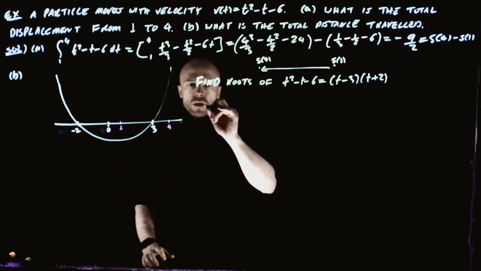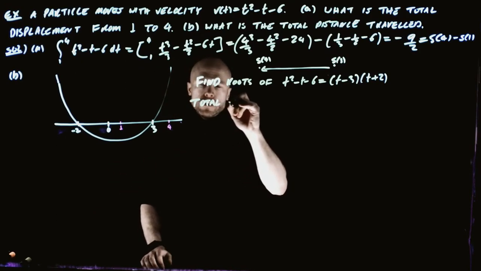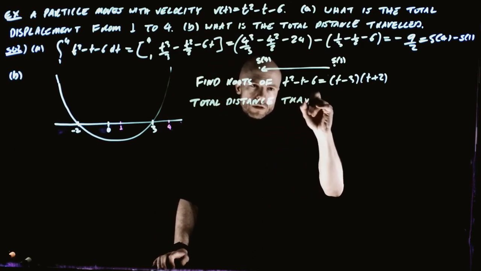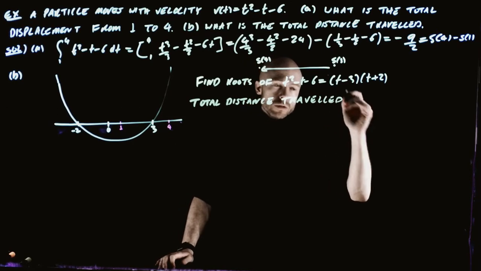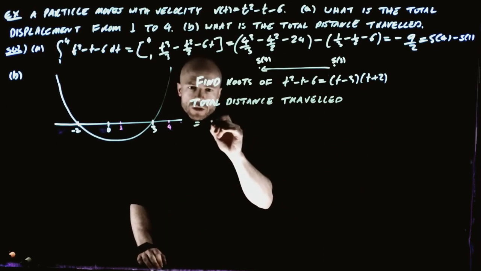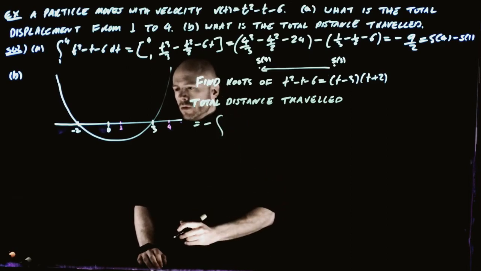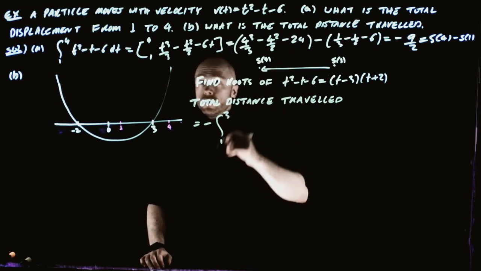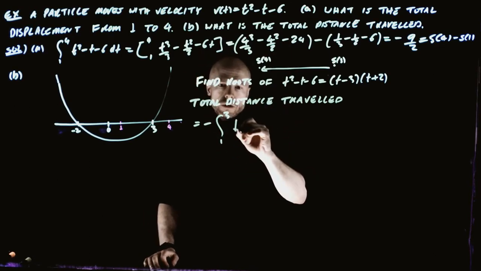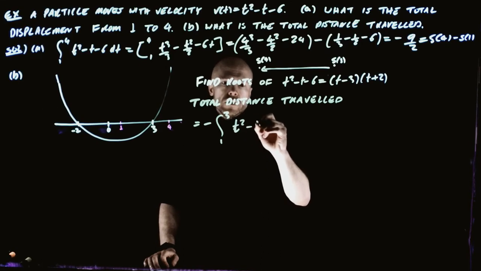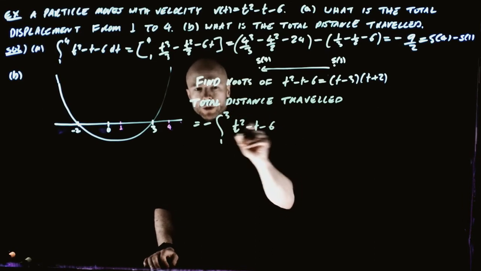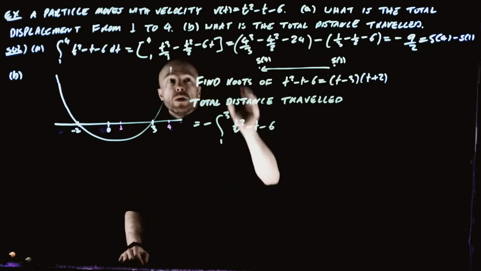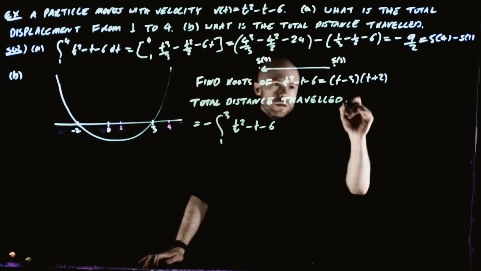Yeah? So total distance traveled will be given by minus the integral from 1 up to 3 of this velocity function given by this thing, t squared minus t minus 6. And that's the same as just putting a minus inside here, and that's the same as having the absolute value of this velocity function because we know it's negative over this region. Yeah? So let's actually do that.